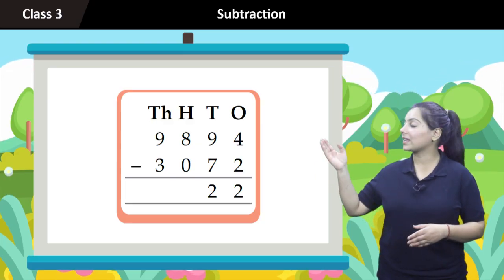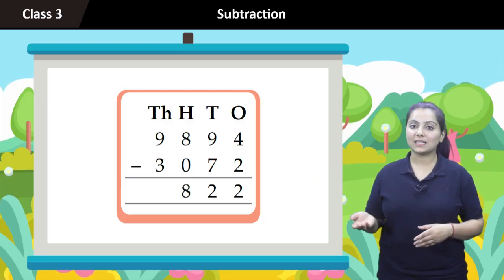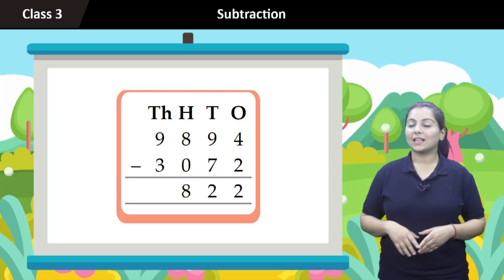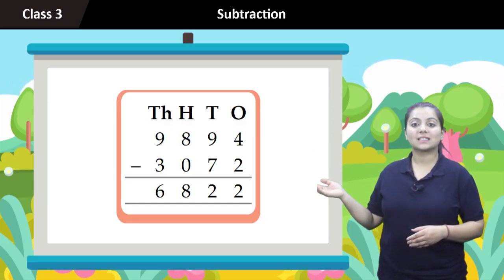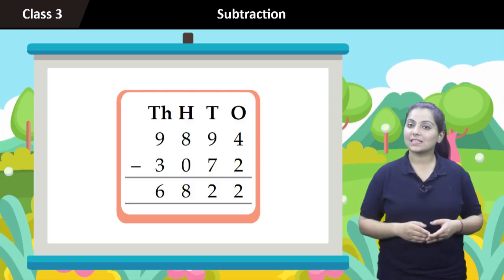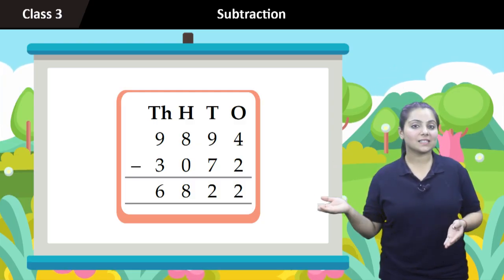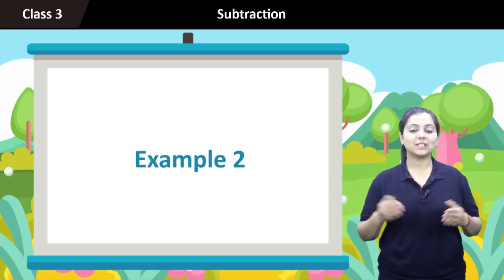Now let's subtract hundreds column. 8 minus 0 is 8. Write 8 at hundreds column. Let's subtract thousands column. 9 minus 3 is 6. Write 6 in thousands column. Thus, 6822 is left.